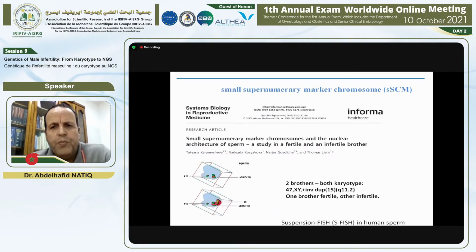And here, the group of Thomas Liehr, eminent cytogeneticists in Germany, reported the case of 2 brothers who have the same chromosomal abnormality with a marker chromosome, one fertile and the other infertile. They concluded that the position of the marker chromosome in the nucleus of spermatozoa can impact spermatogenesis, going from oligoasthenospermia to complex azoospermia.